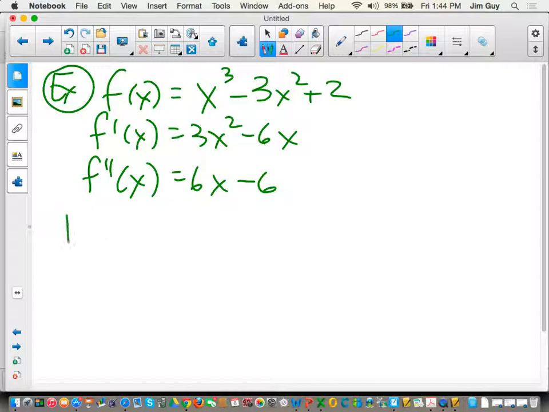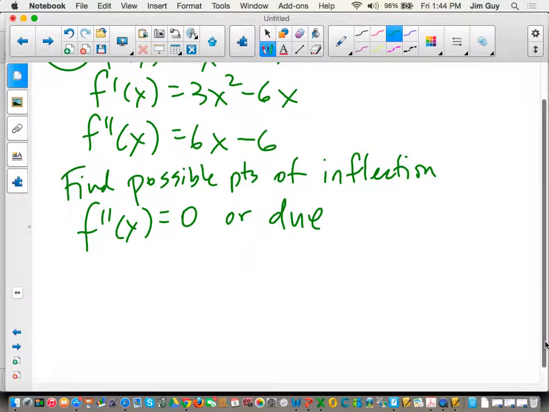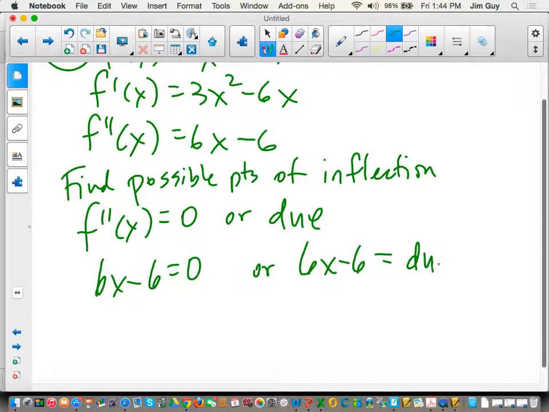So we're going to find possible points of inflection, and then we're going to check to see if they really are. The only way it even has a chance of being a point of inflection is if the second derivative is equal to 0 or does not exist. So we're going to set it equal to 0 and to does not exist: 6x minus 6 equals 0, or 6x minus 6 does not exist.